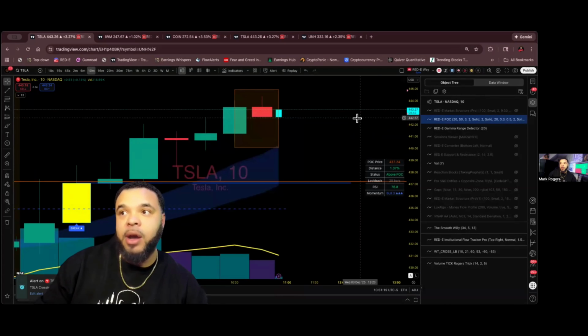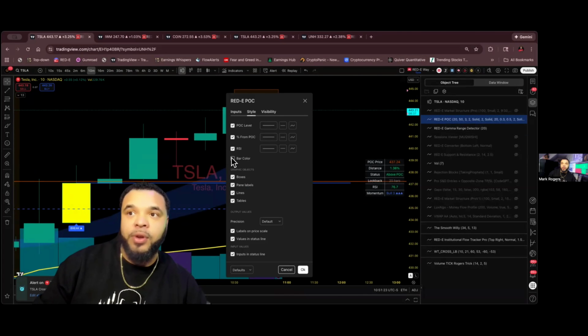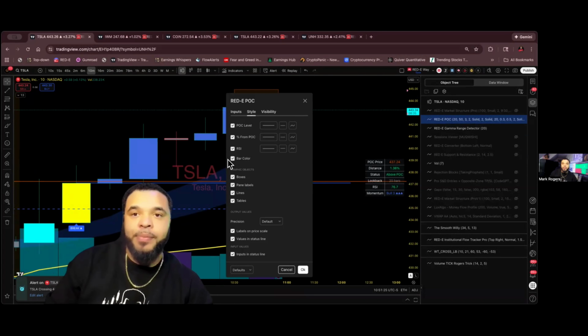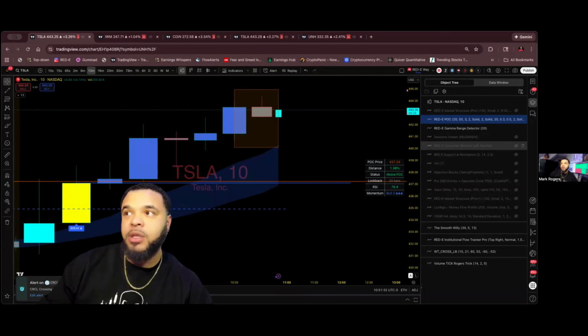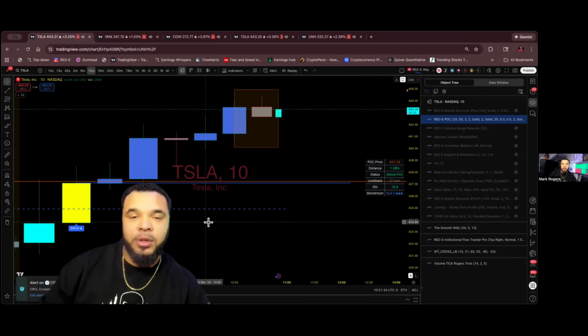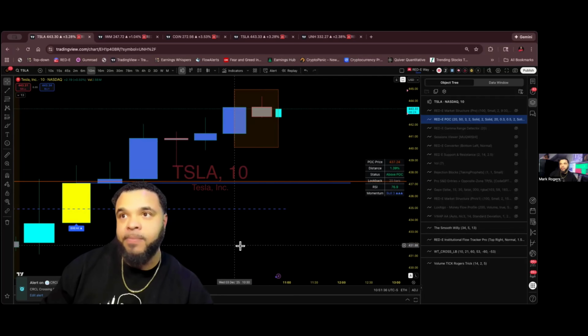So let me talk about how I have it set up, and maybe you can see if it works for you as well. I did incorporate the colored candle changes, just like we have on the Red E Market Structure. Just for this training purpose, I'm going to turn all my other indicators off, so that's all you see on the screen.